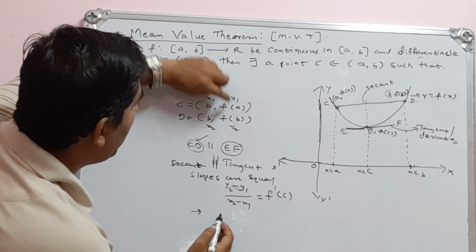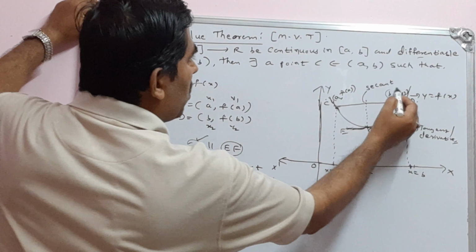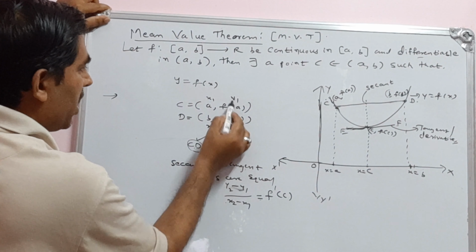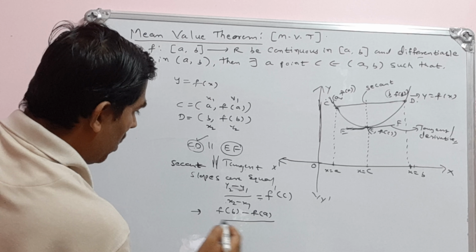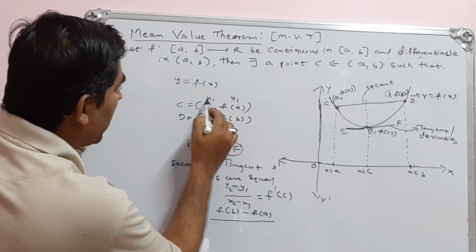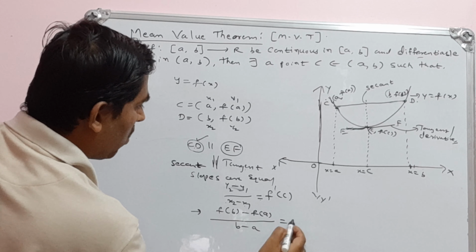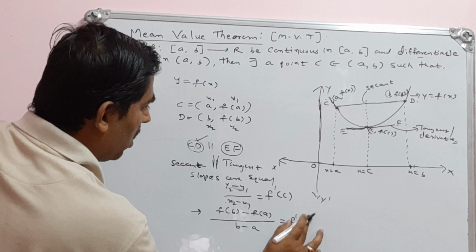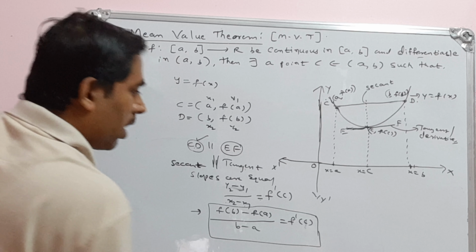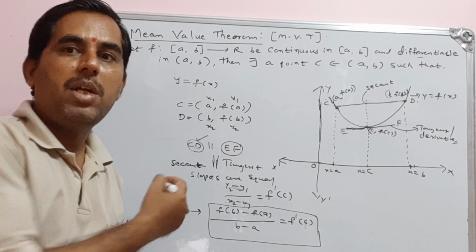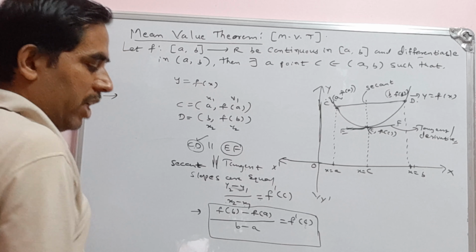So what is y2 minus y1 by x2 minus x1 on the left hand side? I will substitute y2 minus y1, that means f of b minus f of a, divided by x2 minus x1, that is b minus a, is equal to, on the right hand side, f dash c. See, this is called the mean value theorem. So what is the mean value theorem? Statement of the mean value theorem.